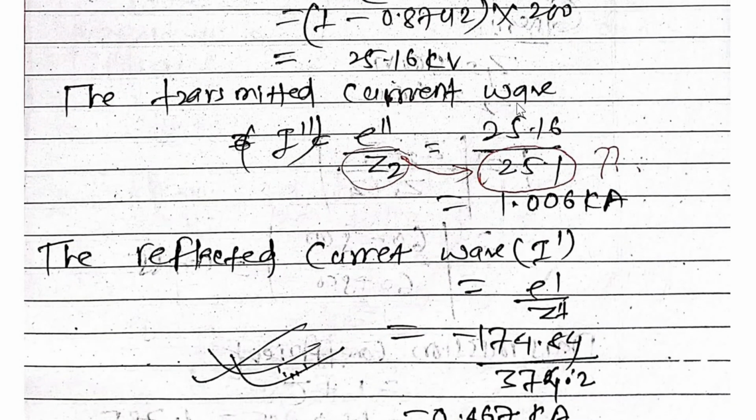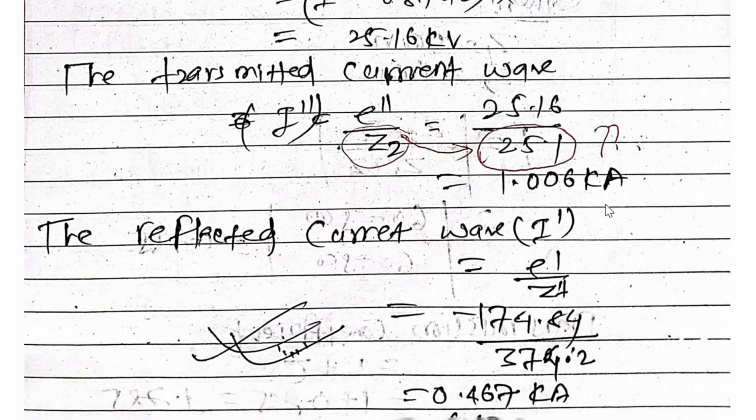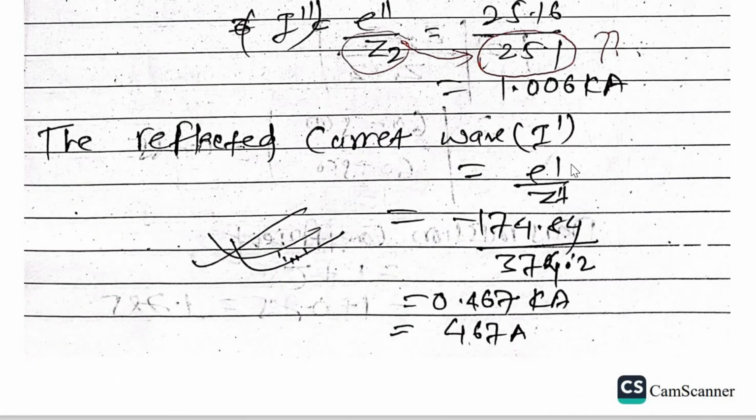And the transmitted current wave, that is E double dash upon Z2. And here in the case of the line, for the transmitted current wave we put Z2, and for the reflected current wave we put Z1. Then we can get the value of 1.006 kiloampere. And next, put the values of E dash upon Z1, we can get 467 ampere.